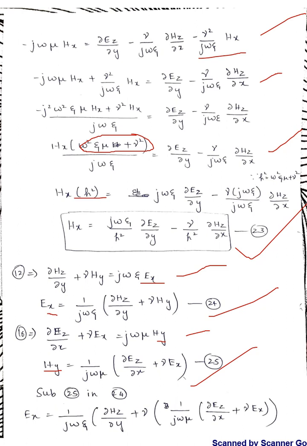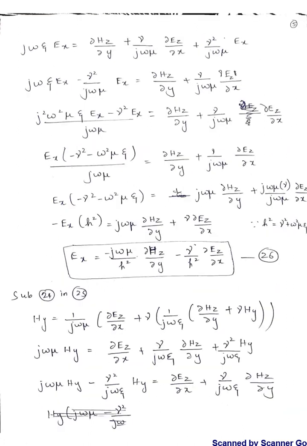So similarly what I'm going to do here is first substitute 25 in 24. I'll be getting the equation like this. The same procedure I'm going to repeat, that is, I'm going to take this j omega epsilon to the left hand side, and after that the term which has Ex I'm going to take to the left hand side, and after that I have taken the LCM, and after that I am going to take this Ex term alone common, and after that I can replace it as h square, and this h square also can be brought to the right hand side. Now I have got the equation for Ex.